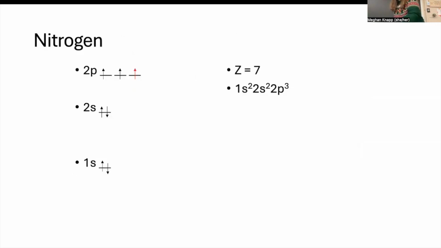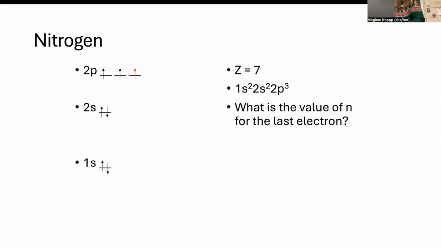All right. So back to our nitrogen. The red one was the last one we put in. So let's think about those quantum numbers. What is the value of n? That's the one that's written for you. 2. What's the value of l? You can give me a letter or a number. So 1 would be the number, the letter would be p.